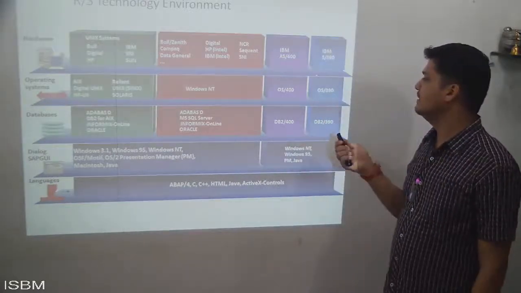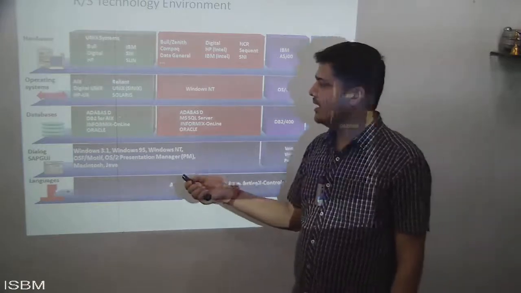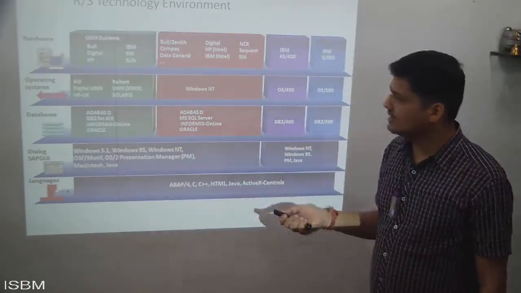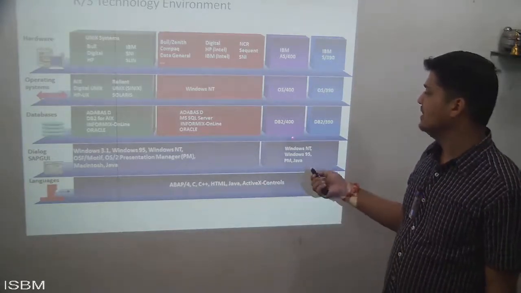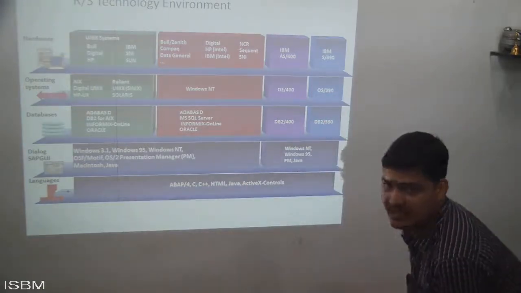Then OS400, OS390. Then we have the database: ADABAS, DB2, Informix Online, Oracle, SQL Server, DB2 400, DB2 390. Then we have the SAP GUI.